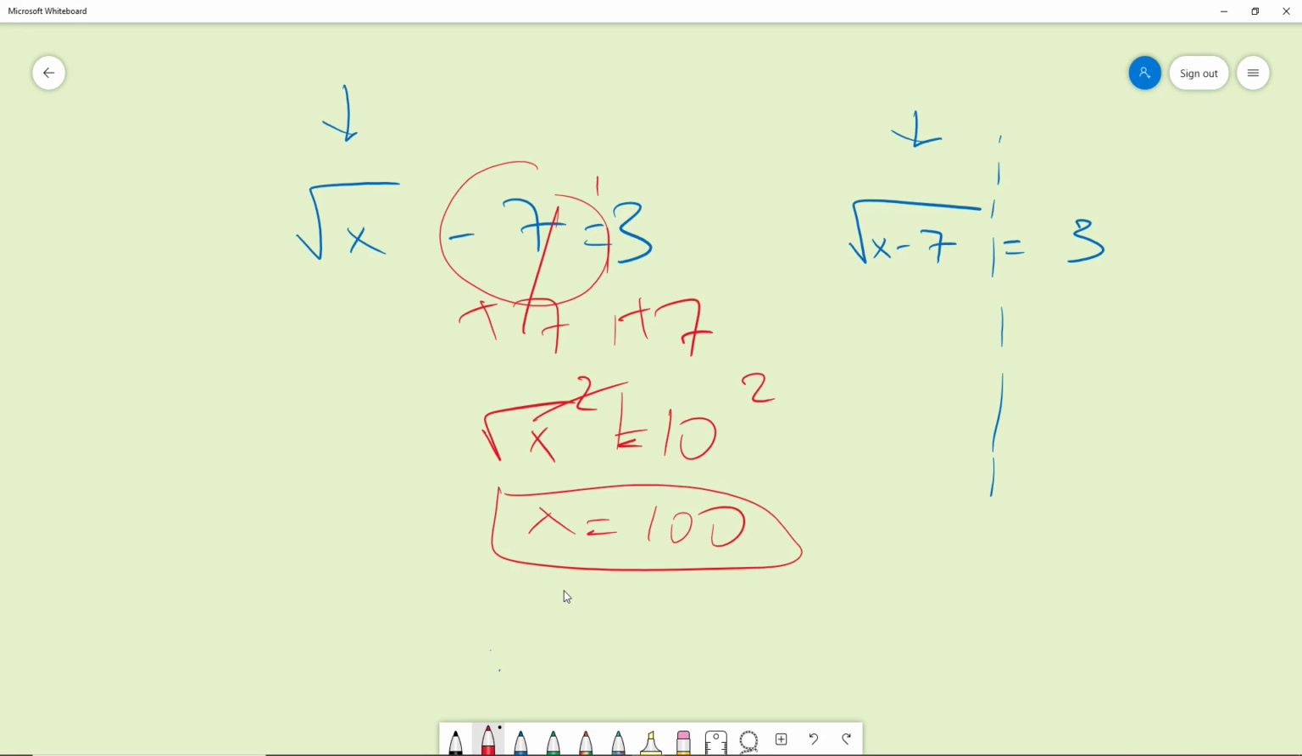Boom. And then over here, my root is further away, so I've got to get rid of that first. So I'm going to get 3 to the power of 2 here. It's not two answers, it's just 3 to the power of 2. Still have x minus 7 because that's everything under the root. Multiply out, and then I can add my 7s to both sides. x equals 16. Alright.